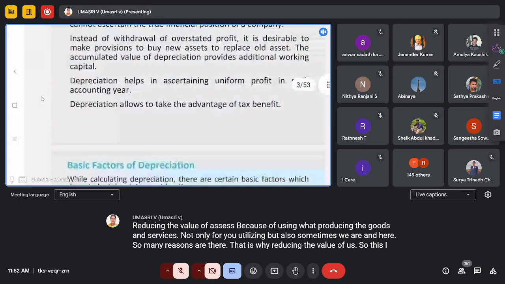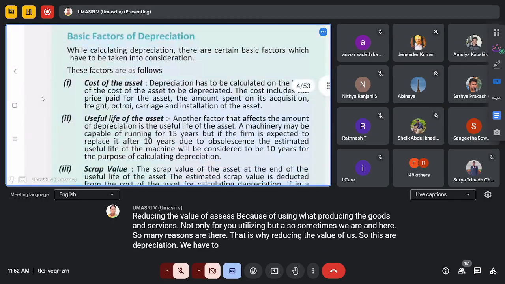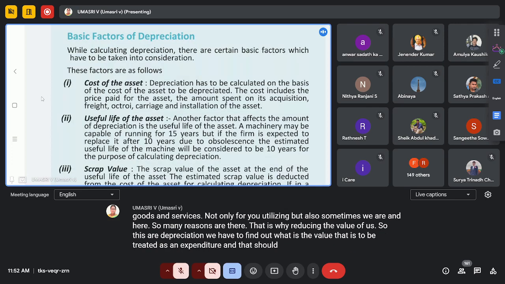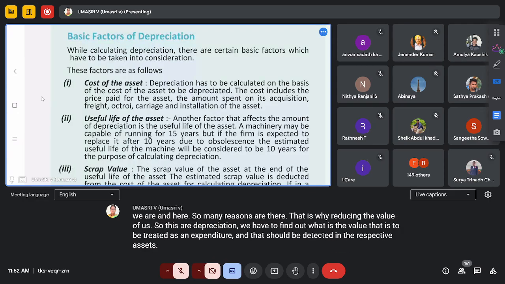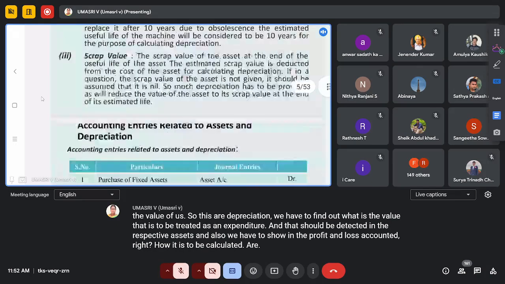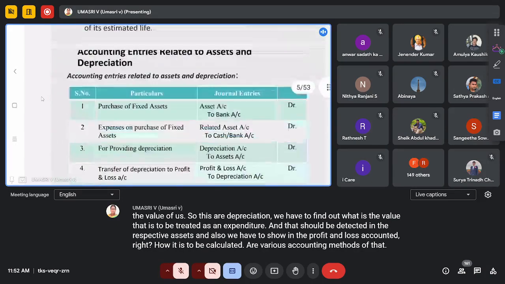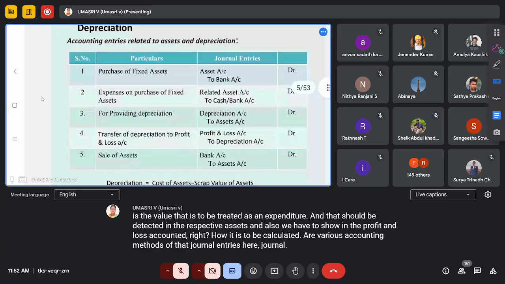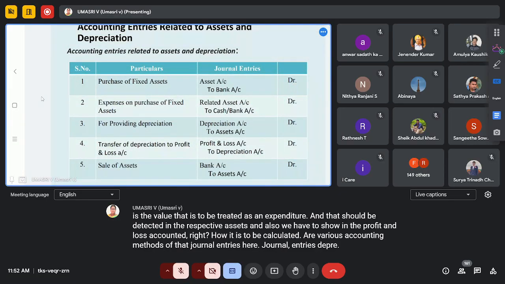So this depreciation we have to find out: what is the value that is to be treated as an expenditure, and that should be deducted from the respective assets, and also we have to show it on the debit side of the profit and loss account. How is it to be calculated? There are various accounting methods. Journal entries related to depreciation I have given here.